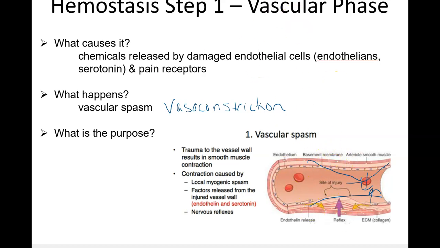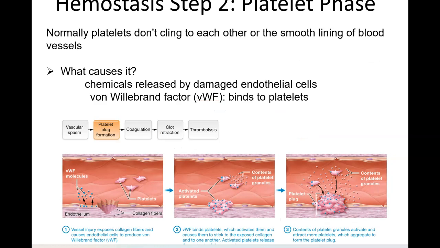It's an immediate vasoconstriction. Now, within seconds, we're going to go into the platelet phase. Now, the platelet phase is going to occur to form this plug. So we have a hole in the vessel, we need to plug it up. Now, in the platelet phase, normally your platelets just flow through. They are not sticky, they flow by in the blood. But when you have this damage, these endothelial cells that are damaged release chemicals. They also release a very important one. We usually just abbreviate it VWF, and it's von Willebrand factor. So we just say VWF. This is a very important factor.